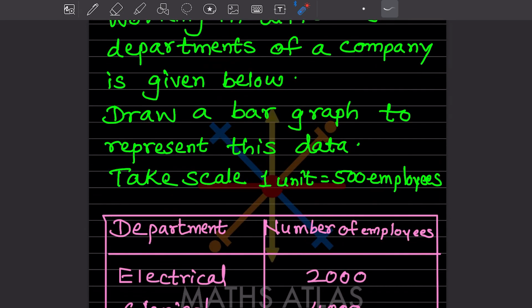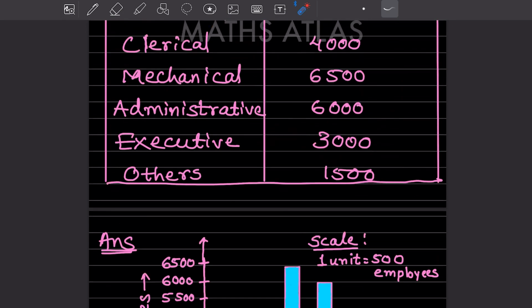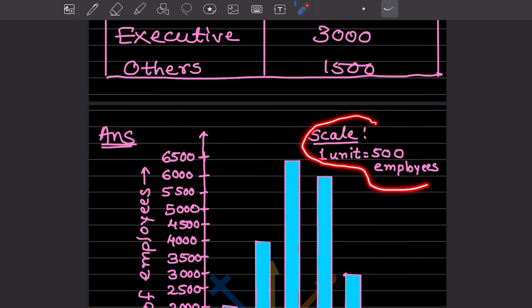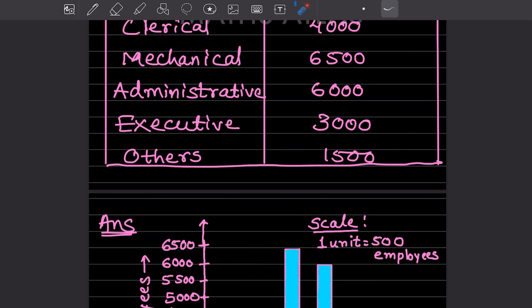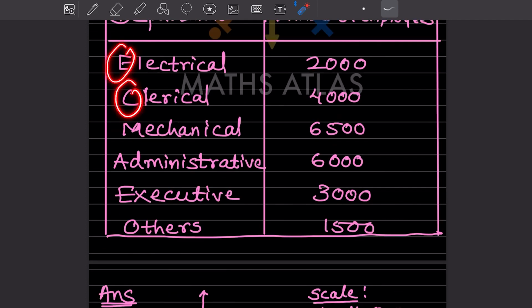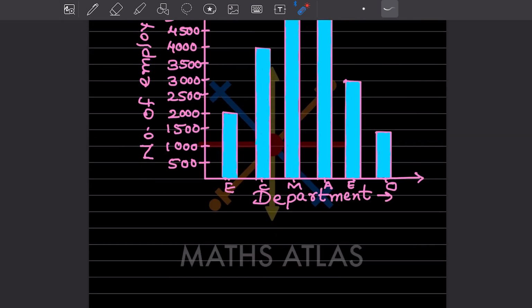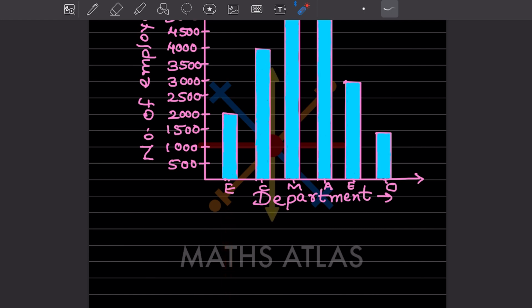So what is the scale given? This is 1 unit is 500 employees. So you have to write this scale. 1 unit is 500 employees. So can you see here? These are the number of employees. This is the y-axis and this is your x-axis. So number of employees we'll put over here, and this is the department. Instead of writing the full thing, because the word is long, I just put the initials of it. E, C, M, A, E, and O. You can also write the full name, but see that the space is limited, or you can write it slanting also, starting here from electrical.